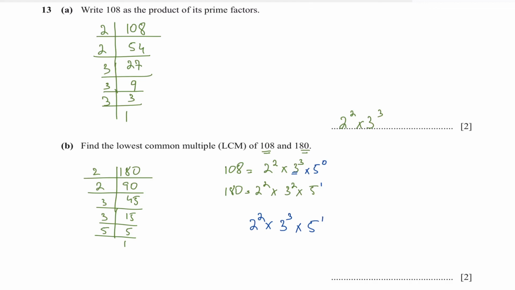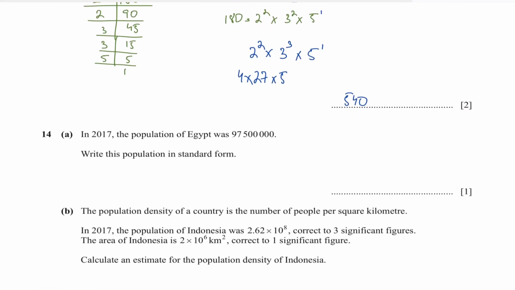So if I evaluate this, the answer is going to be 4 times 27 times 5. So 5 times 4 is 20. 20 into 27 is going to be 540. So there you go.